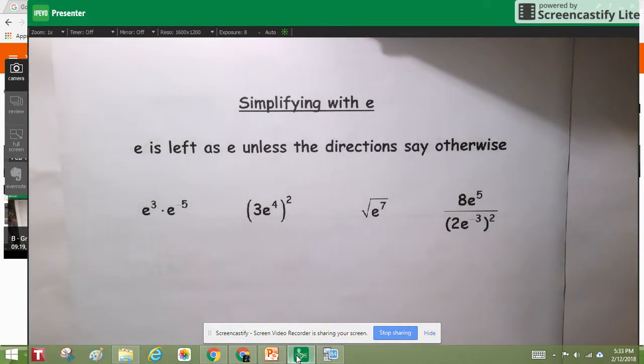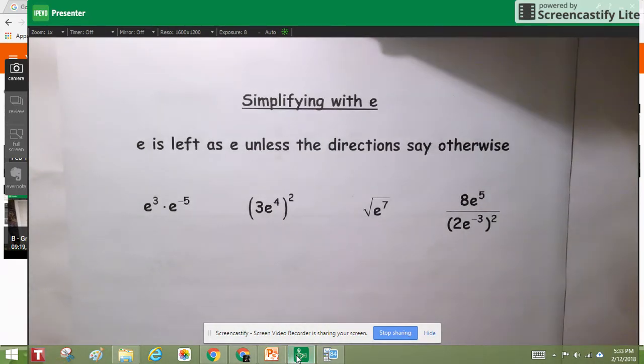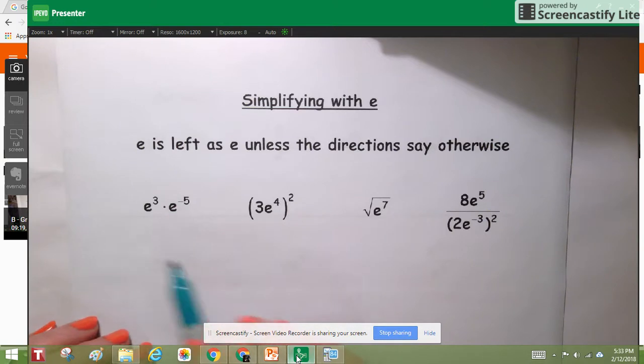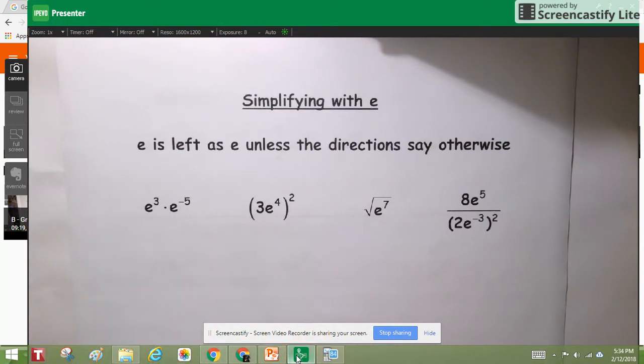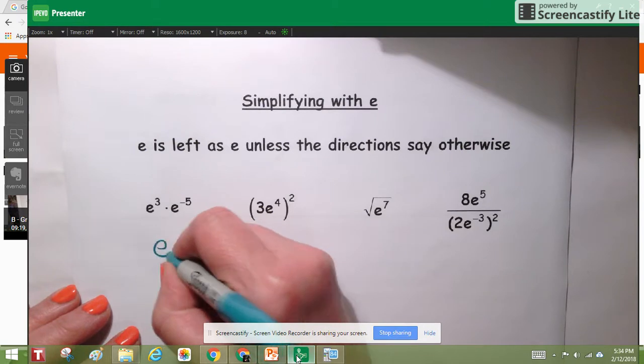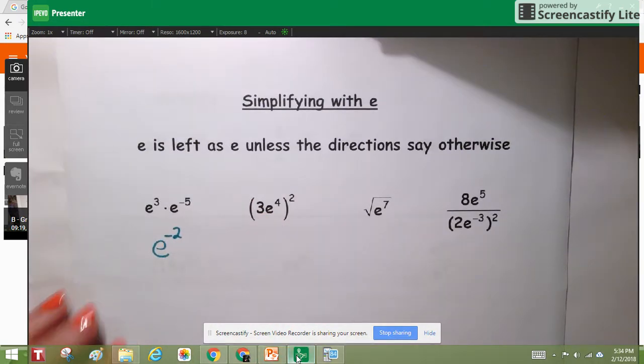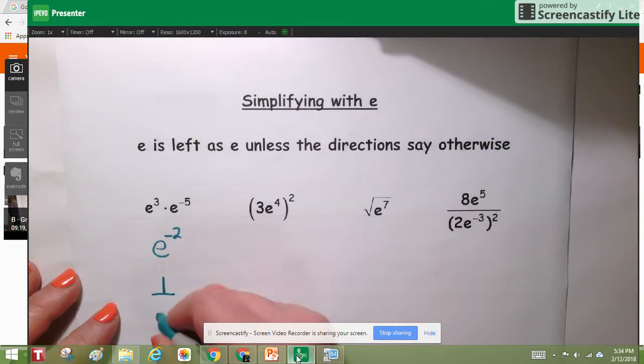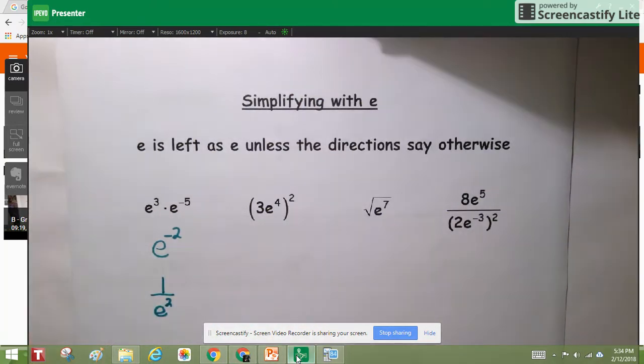All right, so let's take a look at how we simplify e. If I have e to the third times e to the negative 5, I'm going to simplify this like I would simplify any exponent that had the same base. I'm going to add those exponents. So this would be e to the negative 2. I don't want to leave a negative exponent in my answer, so I'll write this as 1 over e squared. Feel free to stop the video and try these on your own, but I'm going to continue.